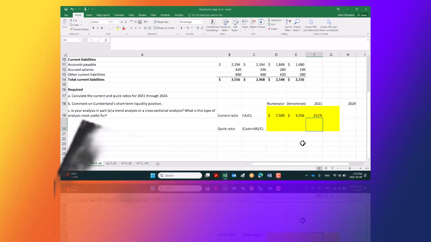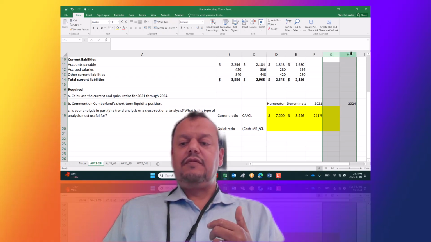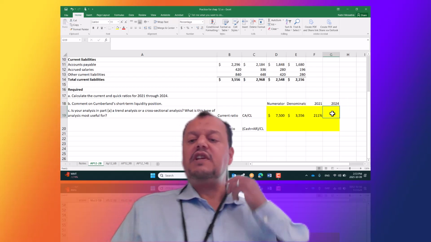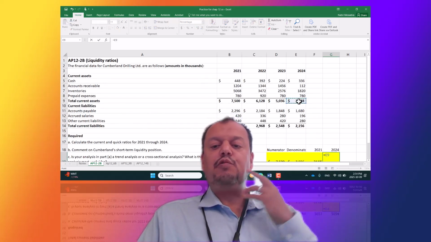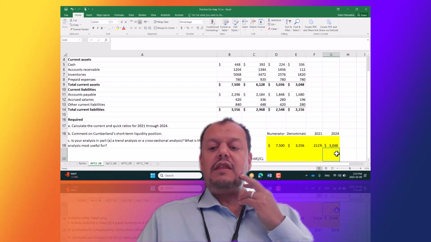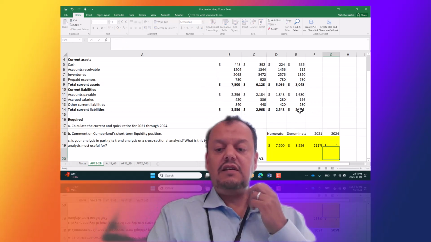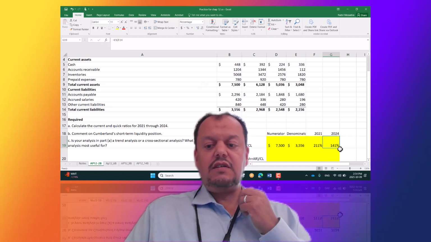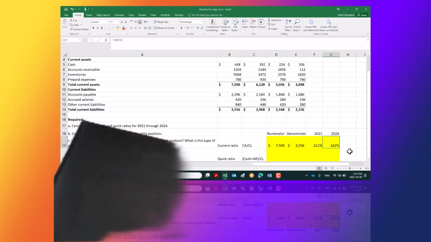So this is 2021. How about 2024? So that we compare, okay? On 2024, the numerator, which is current asset, goes up to 3,048,000, and the denominator, current liability, on 2024 is 2,156,000. Now the result is 141%. Now you can make an interpretation. What do you conclude? Is it good news, bad news, improvement, deterioration? How do you interpret this?